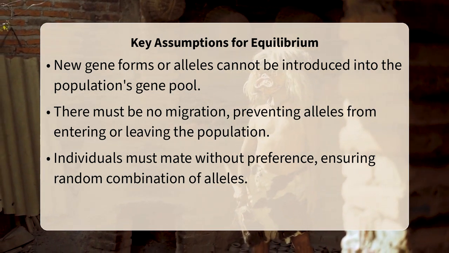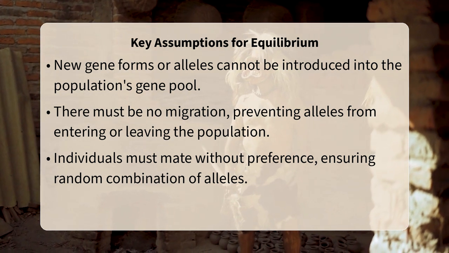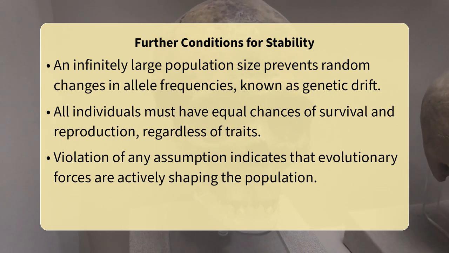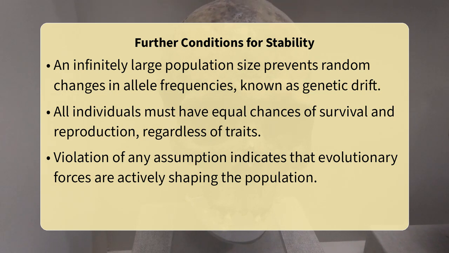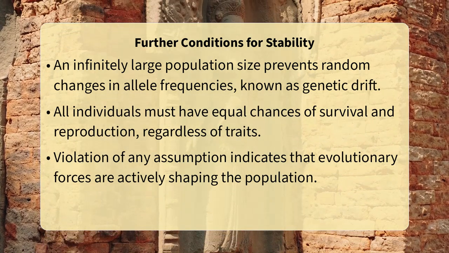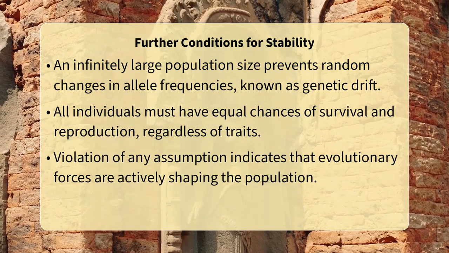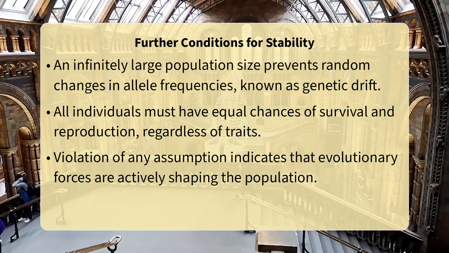Furthermore, the population size must be extremely large, ideally infinite, to prevent genetic drift, which is the random fluctuation of allele frequencies due to chance events, especially in smaller groups. Lastly, there must be no natural selection at play. All individuals must have an equal chance of survival and reproduction, regardless of their genetic traits. If any of these conditions are violated, evolution is occurring.